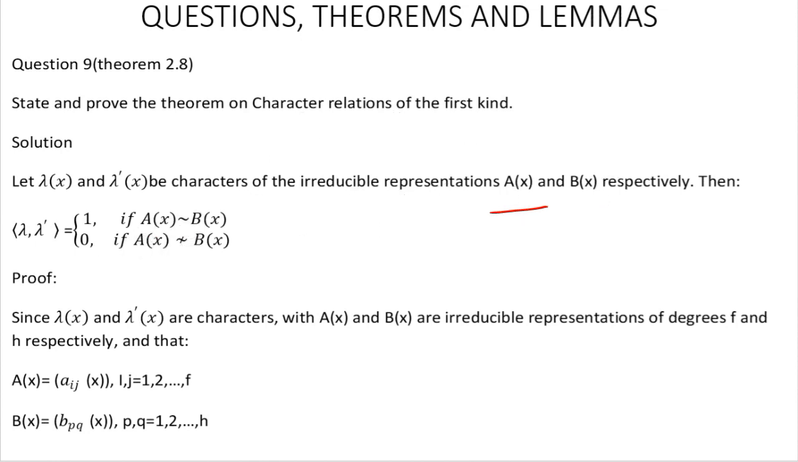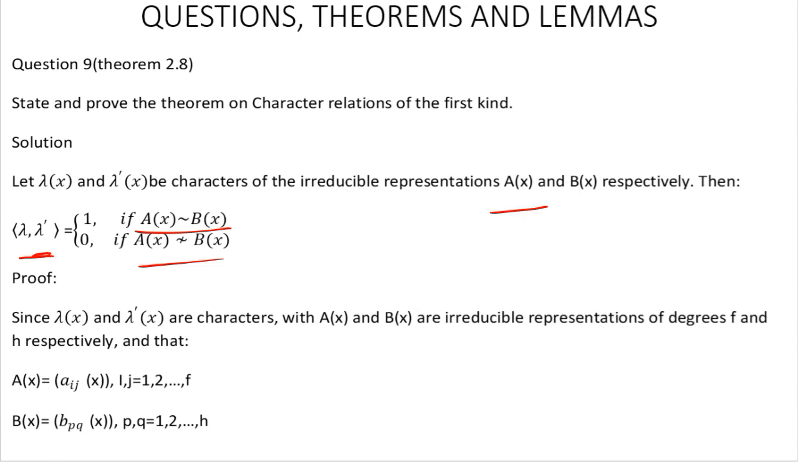So if you happen to have A(x) and B(x) irreducible representations, then the inner product of the characters of these two matrices, if they are equivalent, you will get 1. If they are not equivalent, then it will be 0. So how do we prove that? So we start the proof.